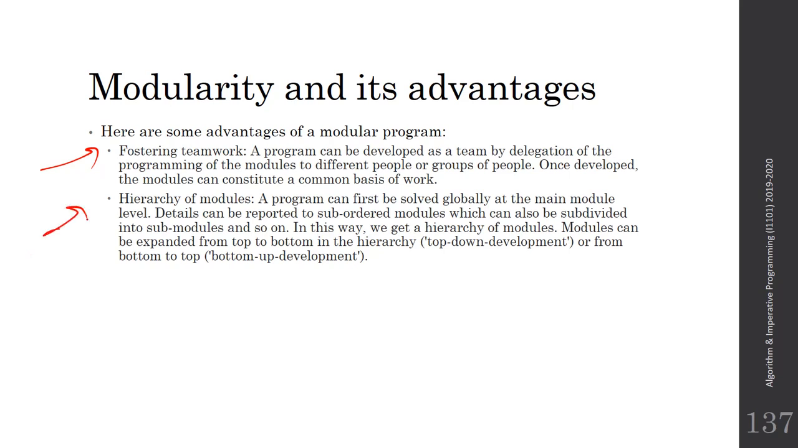We can, for example, first define the set of functions that we are using and then write the main function, or we can start with the main, saying, okay, I'll be writing this function, and then this function, and then this function. So we have two types: either top-down development or bottom-up development. We'll cover that later in a while.